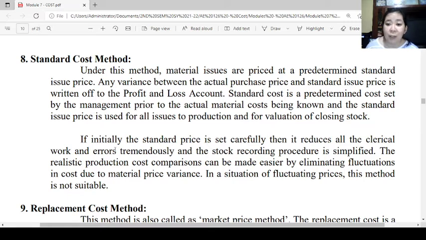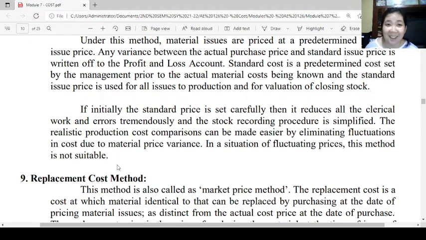If initially the standard price is set carefully, then it will reduce all the clerical work and errors, and the stock recording procedures will be simplified. Realistic production cost comparisons can be made easier because it will eliminate fluctuations in cost due to material price differences. In a situation of fluctuating prices, this method is not suitable.